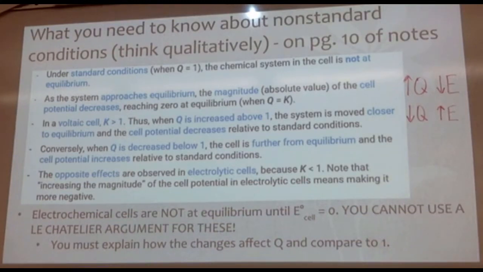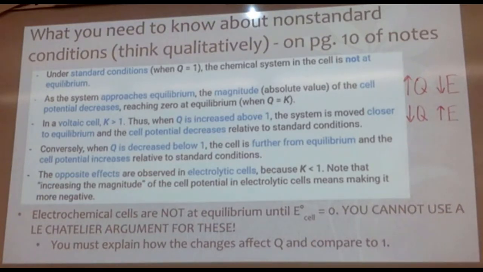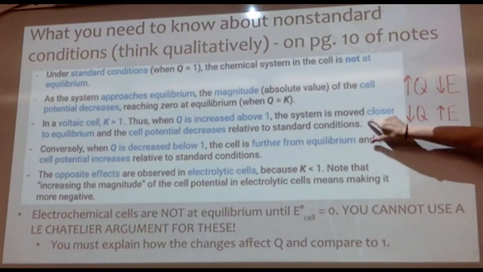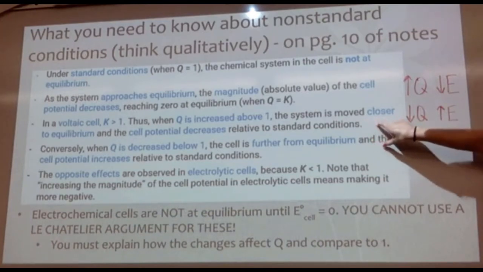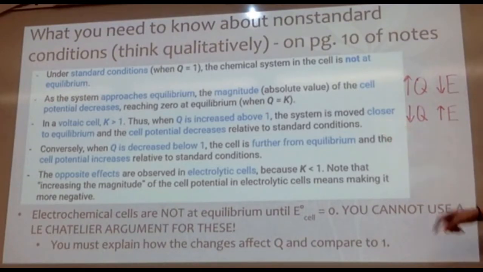So when you increase Q, it's greater than 1. You're decreasing cell potential because it's closer to equilibrium. If you decrease Q, that means you're farther from equilibrium, so cell potential increases. These two right here are our justifications. Q is either above 1 or below 1. If it's above 1, we're closer to equilibrium, and cell potential decreases.